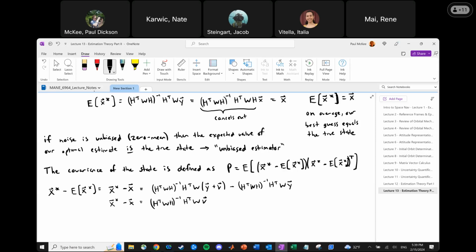Okay, so then the expected value of this times this transpose is our covariance. So P is equal to the expected value of, big bracket, because here comes a lot of stuff, (H transpose W H) inverse H transpose W nu, and then it's all of that transposed, right? So then it's going to be nu transpose W H (H transpose W H) inverse. This should really be negative T, but we end up with something symmetric, so the transpose doesn't matter.